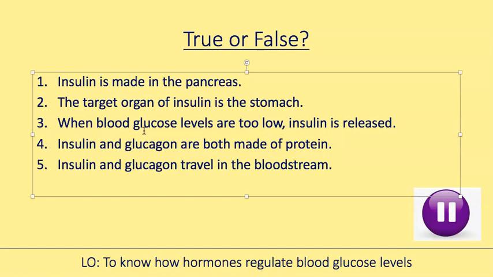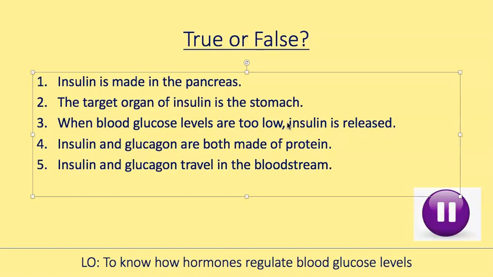Okay, question number 1. Insulin is made in the pancreas. That is true. Question number 2. The target organ of insulin is the stomach. That is false. The target organ of insulin is the liver. Number 3. When blood glucose levels are too low, insulin is released. That is false. When the blood glucose levels are too low, glucagon is released.